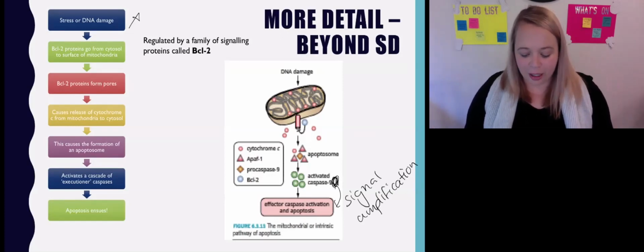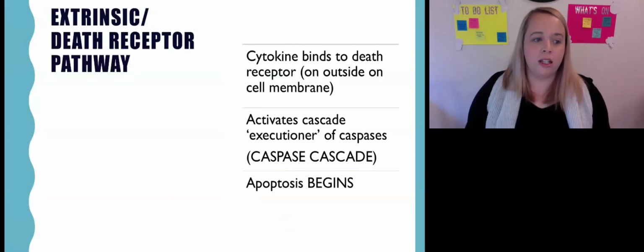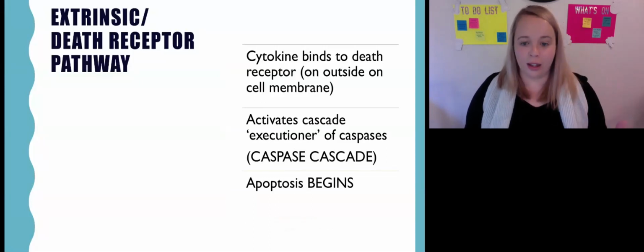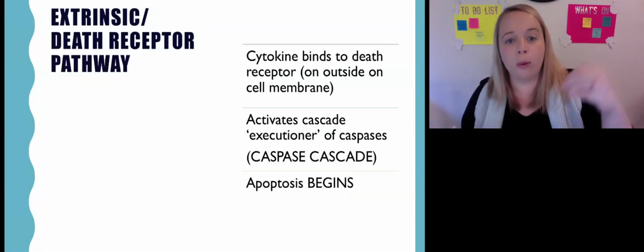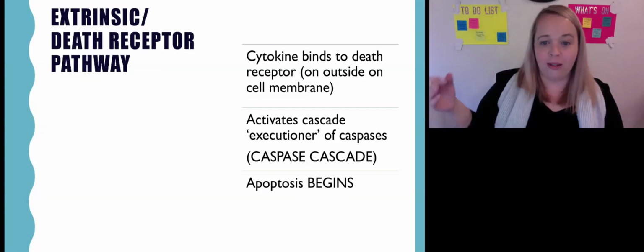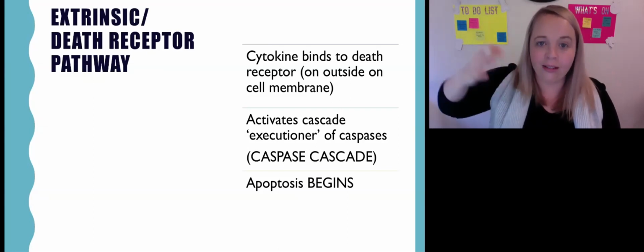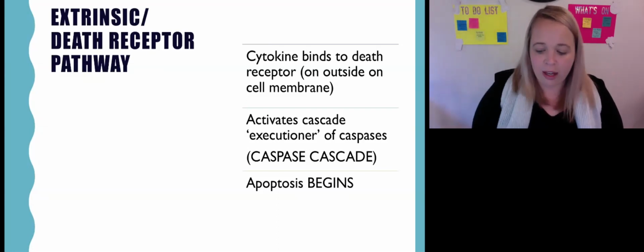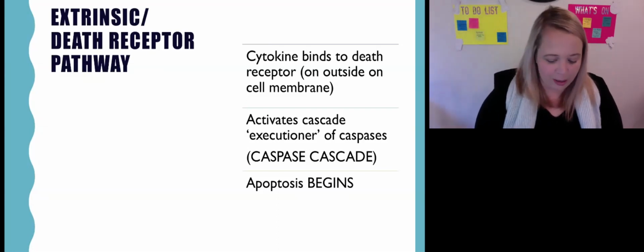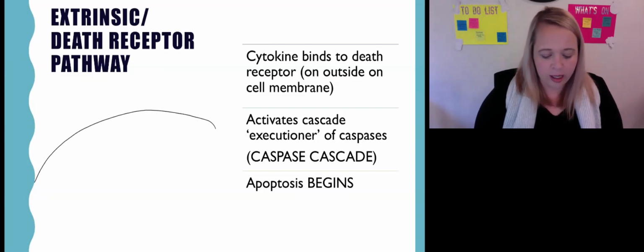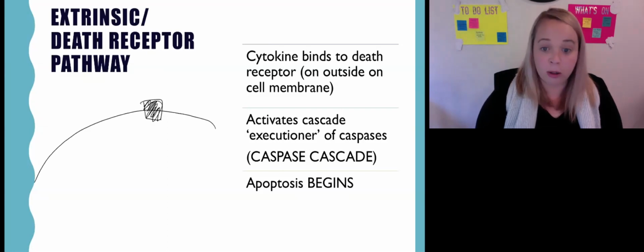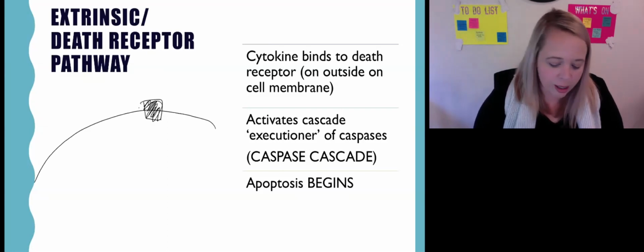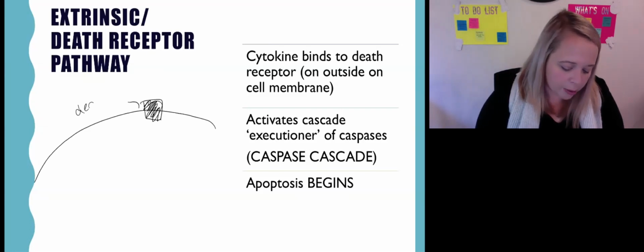All right, let's go on to the next one, which is the extrinsic or death receptor pathway. The intrinsic pathway has messages that come from within the cell. The extrinsic pathway has messages that come from outside the cell, or the exterior of the cell. So this one's even easier than the previous one. This is our cell membrane. On the surface of our cell membrane, we have receptor molecules. Most likely they are proteins, but in particular, when it comes to apoptosis, we have these things called death receptors.